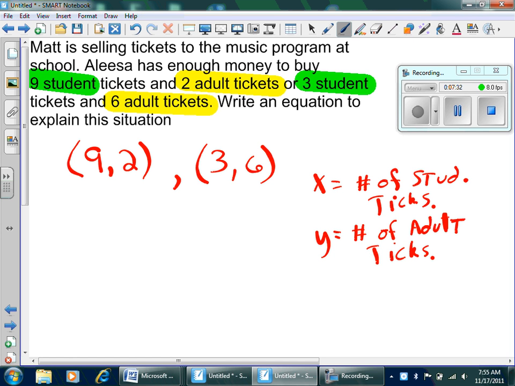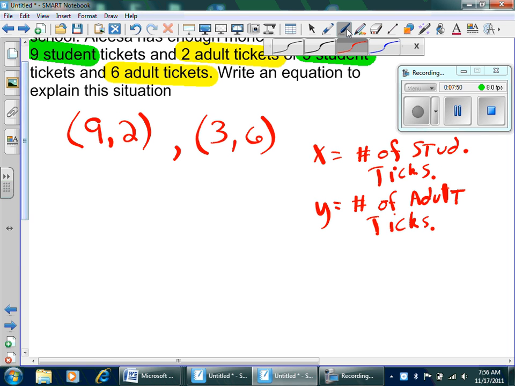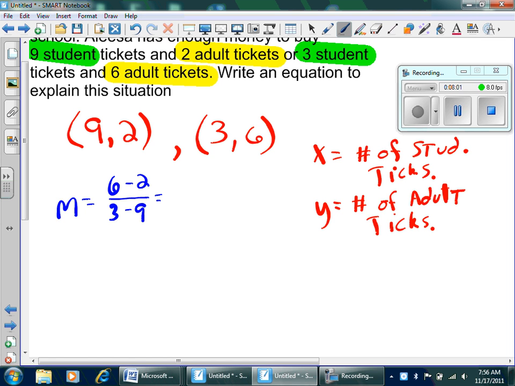If I know the 2 points, I can find the slope. If I can find the slope and I have a point, I can write the equation in point-slope form. I can write it in slope-y-intercept form, and I could even convert it to standard form. I'm going to do all 3, and you're going to see why in a minute. First, let me find the slope. Slope equals (6 minus 2) over (3 minus 9). I get 4 over negative 6, or negative 2/3.